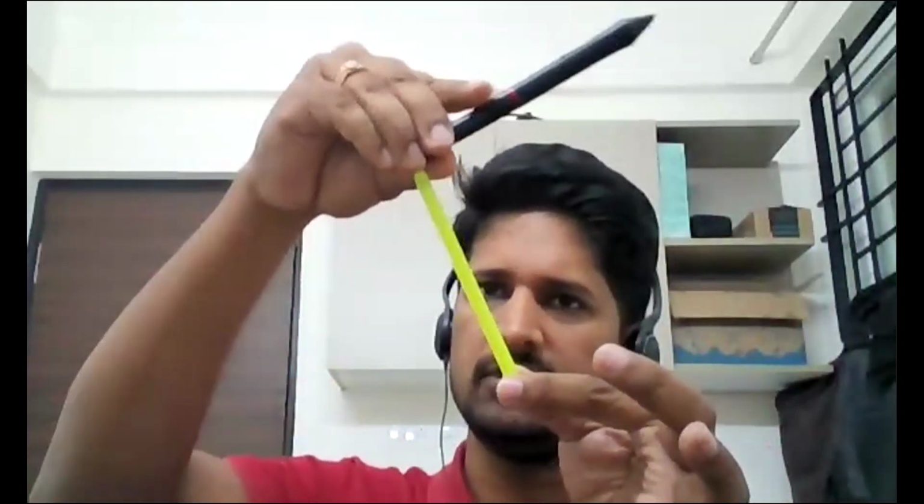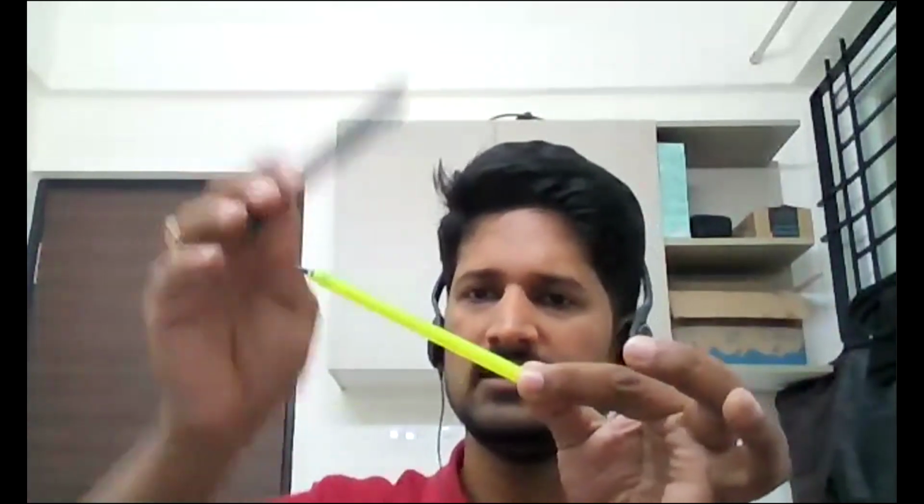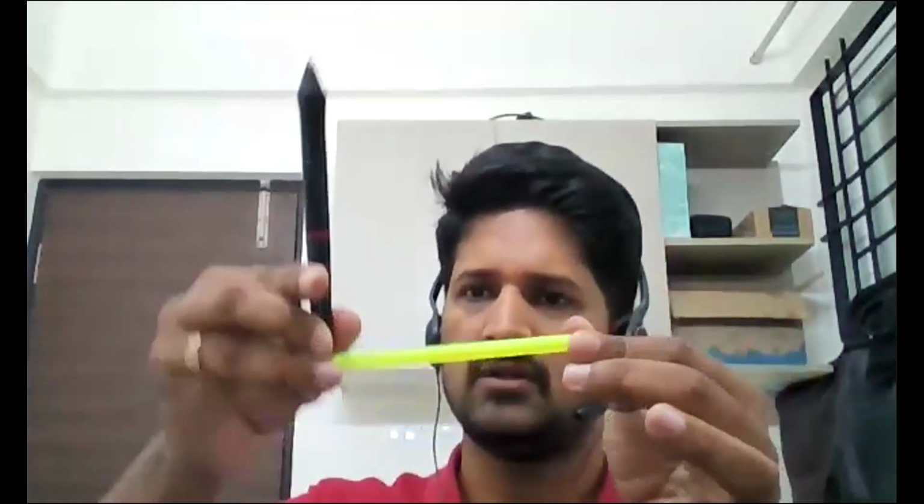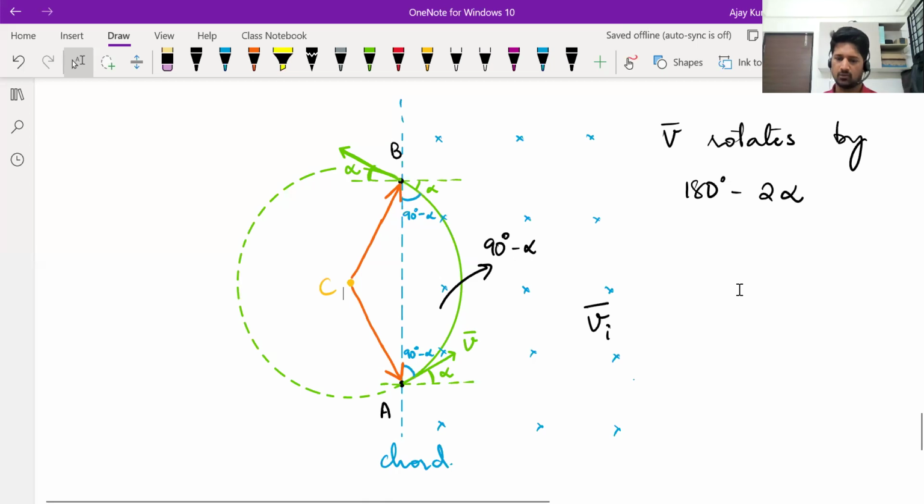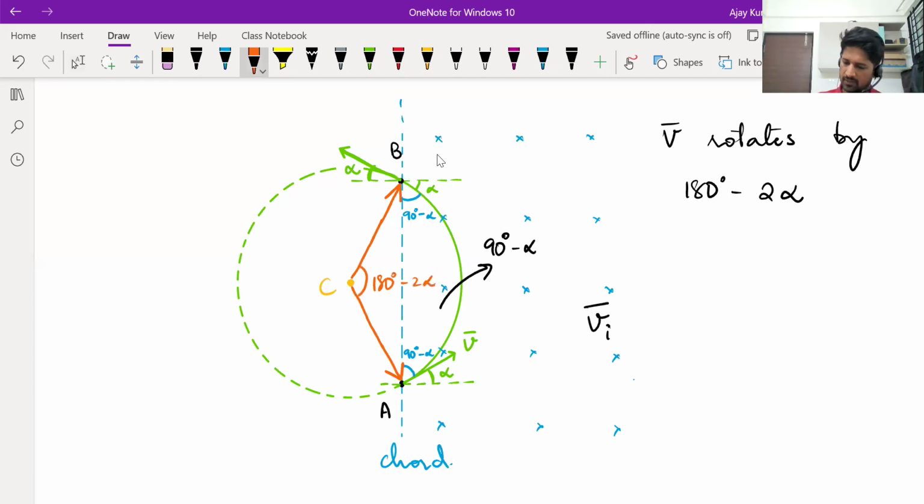Now, as the velocity vector rotates, the position vector rotates along with it. So whatever is the angle rotated by the velocity vector, same will be the angle rotated by the position vector, because they should always remain mutually perpendicular to each other. They rotate together like this. Now we know the angle rotated by the velocity vector, 180 minus 2 alpha. Then the angle rotated by the position vector should also be 180 minus 2 alpha.